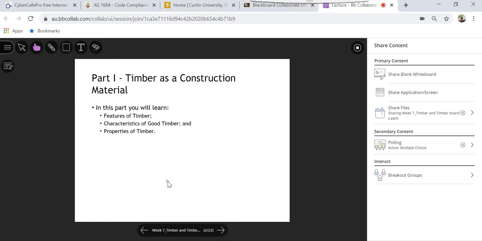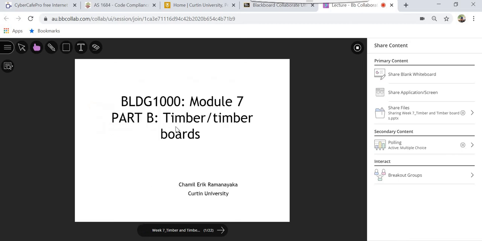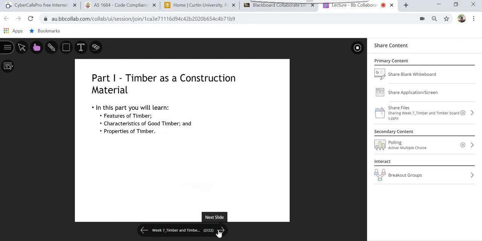And let's move here. This lecture is also divided into two parts, because we have timber and timber boards. In part 1 we are going to talk about timber as a construction material, and then in part 2 I'm going to talk about timber boards as a construction material. In part 1, we are going to talk about features of timber and how to recognize a piece of good timber, and some properties like density, fire resistance, and moisture content, and how they influence design and construction.